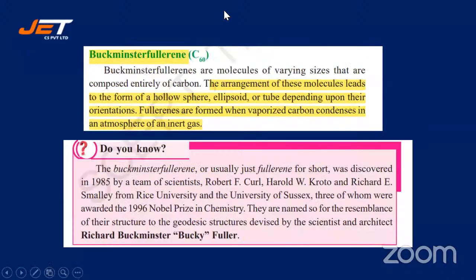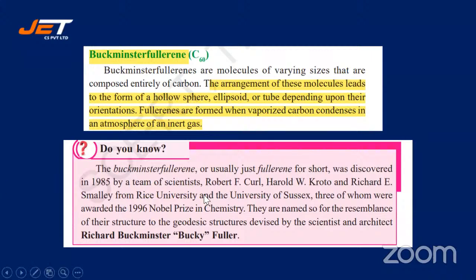Next, coming to Buckminster fullerenes, which is nothing but C60. The arrangement of these molecules leads to the form of a hollow sphere, ellipsoid, or tube depending upon their orientations. Fullerenes are formed when vaporized carbon condenses in an atmosphere of an inert gas.